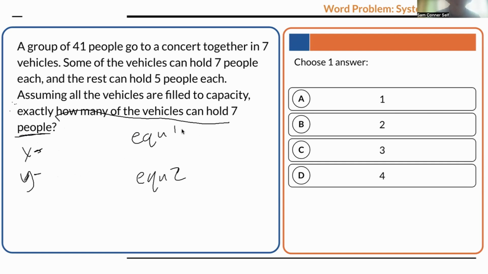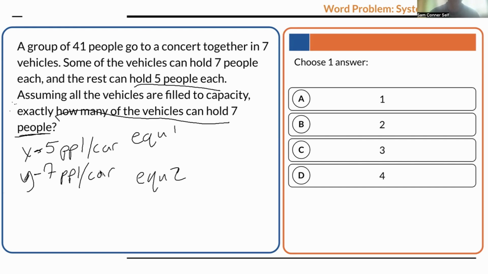Okay, so they're looking for one that has 7 people. So we'll say that Y are vehicles that can hold 7 people. And then we know that the other part is going to be cars that can hold 5 people. So we'll make X the 5 people cars and Y the 7 people cars.